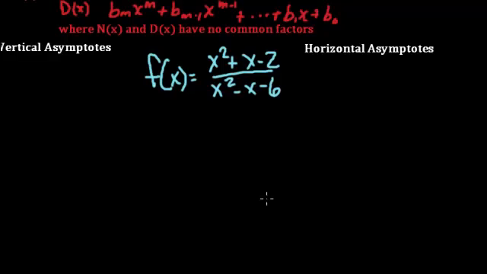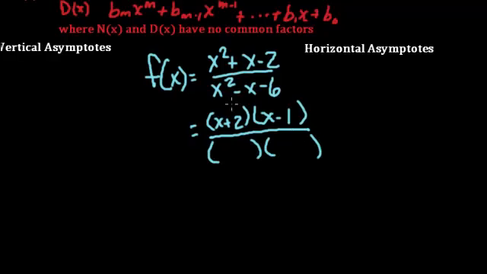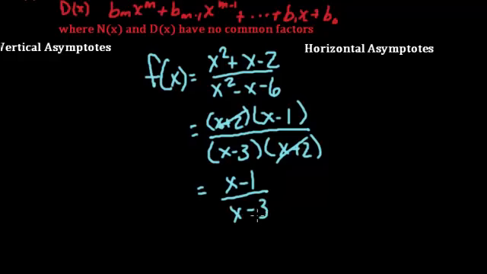I need to find the vertical and horizontal asymptotes for this function. I need to factor this to make sure it is reduced as low as it can go. This would be x plus 2, x minus 1. This is going to be x minus 3, x plus 2. Looks like I have common factors, so this basically is going to look like x minus 1 over x minus 3.